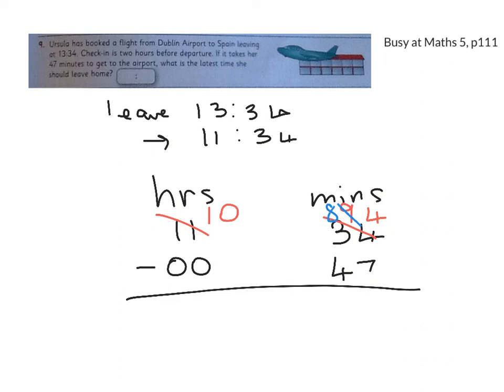Okay, that becomes 8. 14 take away 7 is 7. 8 take away 4 is 4. And 10 take away 0 is 0. So she's going to have to leave the house at 10:47.